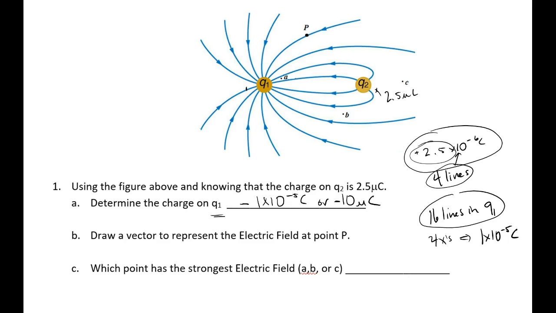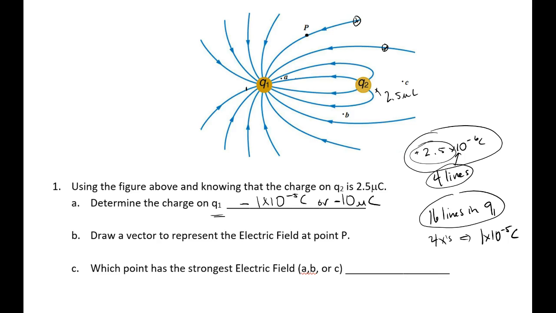All right, next question says, draw a vector to represent the electric field at point P. These are not actual fields. They're referred to as field lines, and they basically show the general flow. If I put a little positive charge right there and let it go, it would follow that path. If I put the positive charge right there, it would follow that path, and so on and so forth.